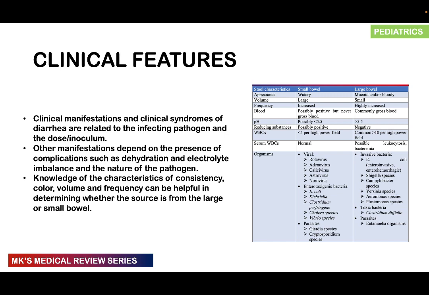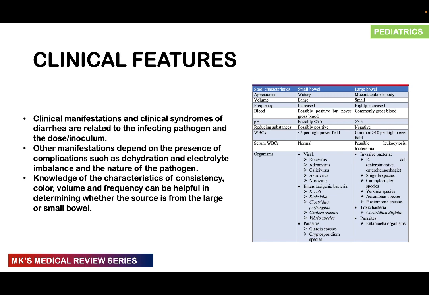You may have electrolyte imbalances, indicating the nature of the pathogen. The knowledge of characteristics of the consistency, the color, the volume, and the frequency can sometimes help you determine whether this is coming because of a large bowel type of diarrhea or this pathogen is affecting small bowel. Generally, if it's affecting large bowel, it tends to be watery. You have a large volume. A perfect example I can give you is cholera.